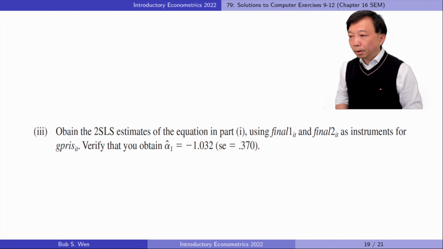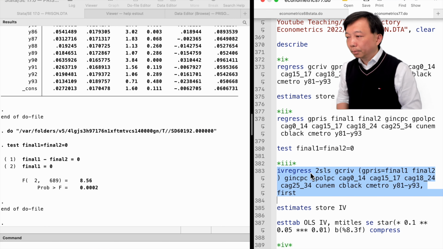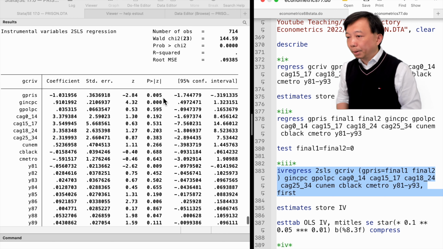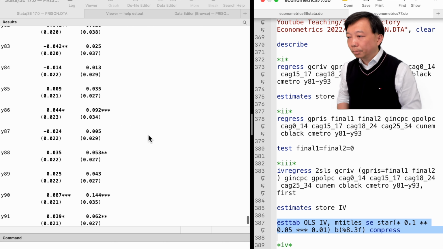In part 3, obtain the two-stage least squares estimates of the equation in part 1, using final 1 and final 2 as instruments for the growth rate of the prison population. The two-stage least squares estimates are as follows. The two-stage least squares estimate of alpha 1 is larger than the OLS estimate in size.